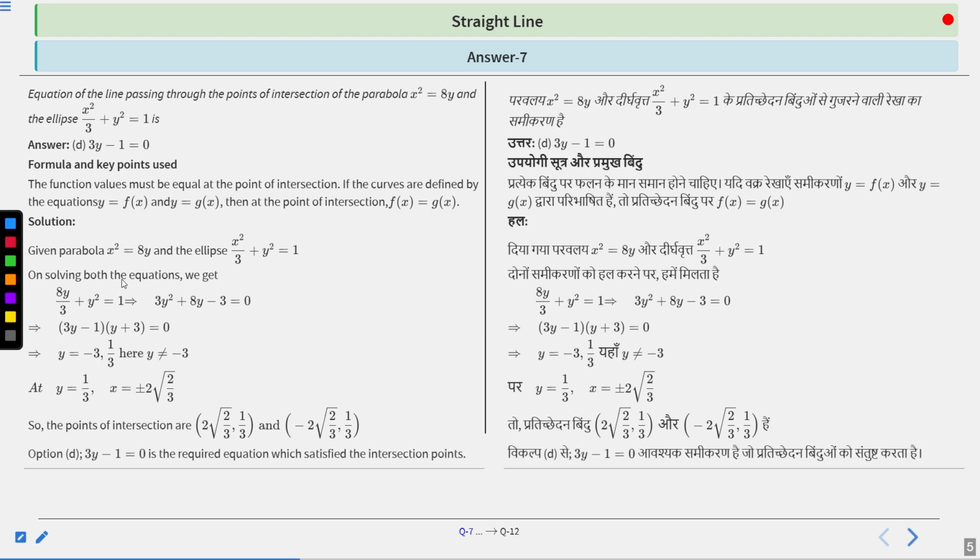Clear? So option D, 3y minus 1 equal to 0, is the required equation which satisfies the intersection points, right? Option D is the right answer. Got it? 3y minus 1 equal to 0. Clear?